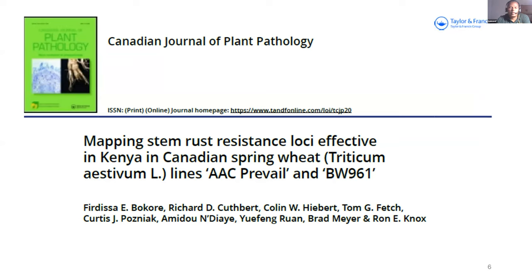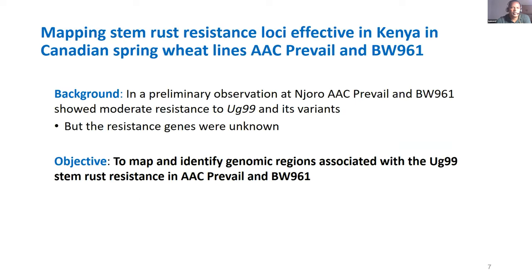So with that remark, I'll talk on the published research on mapping stem rust resistance loci effective in Kenya, in the Canadian spring wheat lines AC Prevail and BW961. This is for UG99 resistance. As a background, the two lines used as parents for the population, AC Prevail and BW961, have been observed to show moderate resistance to UG99 and its variants.